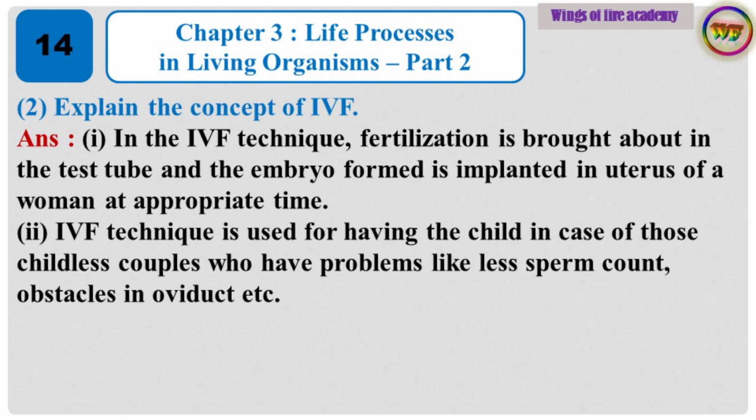Sub-question 2. Explain the concept of IVF. Answer. Point 1. In the IVF technique, fertilization is brought about in the test tube and the embryo formed is implanted in uterus of a woman at appropriate time. Point 2. IVF technique is used for having the child in case of those childless couples who have problems like less sperm count, obstacles in oviduct, etc.